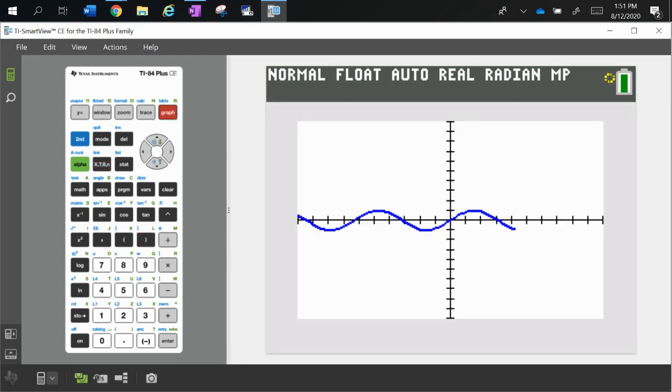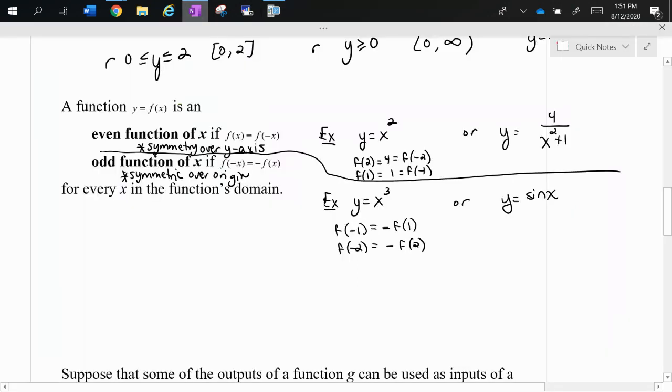Y is equal to the sine of x is an odd function, and notice the symmetry over the origin. F of pi over 2 is the opposite of f of negative pi over 2. I know that f of pi over 2 is 1, and f of negative pi over 2 is negative 1 in that case. So we've got another example of an odd function. So we have to know these definitions.